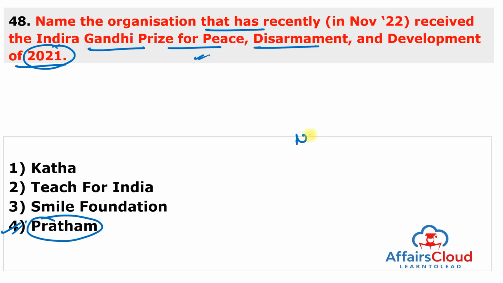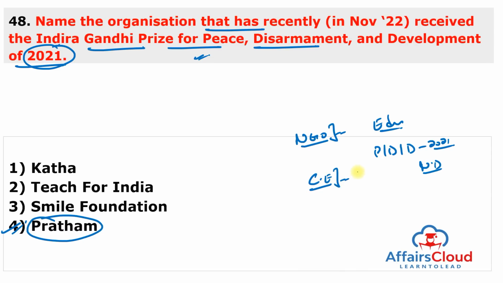So Pratham, which is a non-governmental organization functioning in the field of education, received the Indira Gandhi Prize for Peace, Disarmament and Development of 2021 at the Jawahar Bhavan in New Delhi. And Hamid Ansari, who was the former Vice President of India, conferred the award to the Chief Executive Officer of Pratham Education, Rukmani Banerjee ji, in presence of Sonia Gandhi, the chairperson of the Indira Gandhi Memorial Trust.